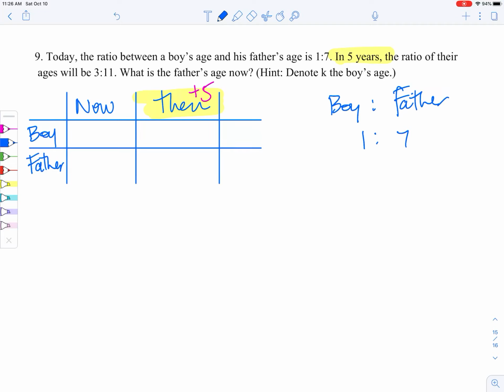And boy to father is 1 to 7, but there's a hint here, let K be the boy's age. That's like if we did a scaling factor right here. So 1 to 7 would be 1K to 7K. So if the boy is K, then the dad is going to be 7K. In 5 years, it's going to be K plus 5 and 7K plus 5. And in 5 years, the ratio of boy to father, ratio of their ages will be 3 to 11.